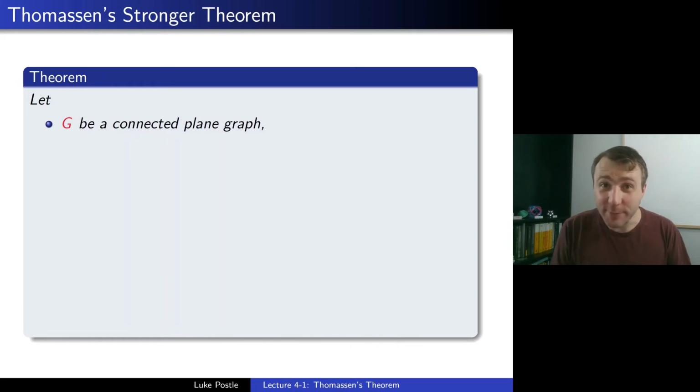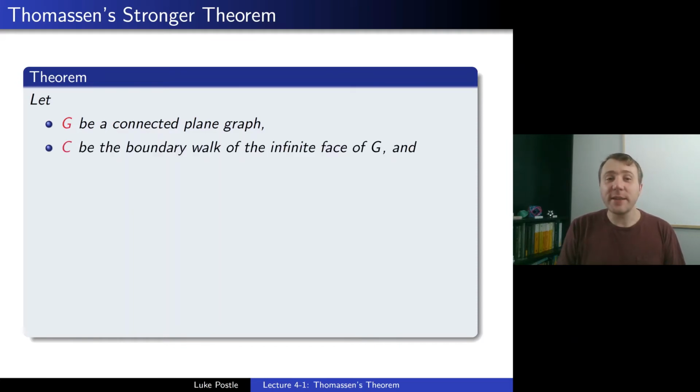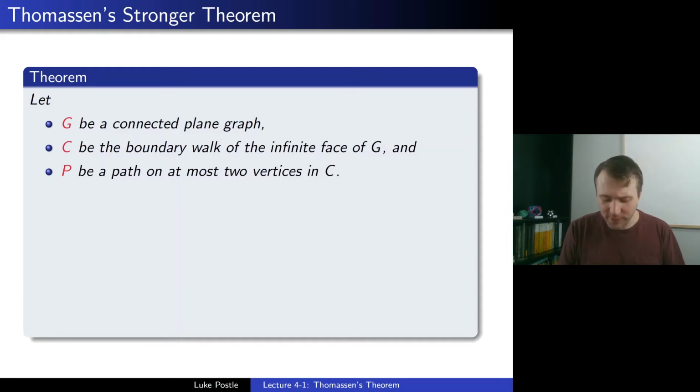Let G be a connected plane graph. We'll just assume it's connected; it makes the proof slightly easier. And let C be the boundary walk of the infinite face of G. Since G is a plane graph, and plane means embedded here, recall, if you're embedded, there's a face that's infinite. So we'll let C be the boundary walk of this infinite face, the unbounded face, the outer face, if you would. So that's G and C, and we'll let P be a path on at most two vertices in C, and maybe P is just empty. So I have G, C, and P, and I'll do a picture in a moment.